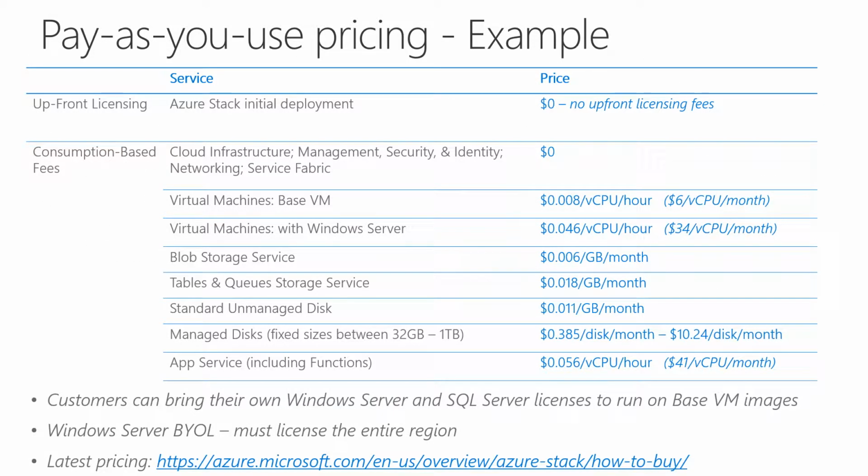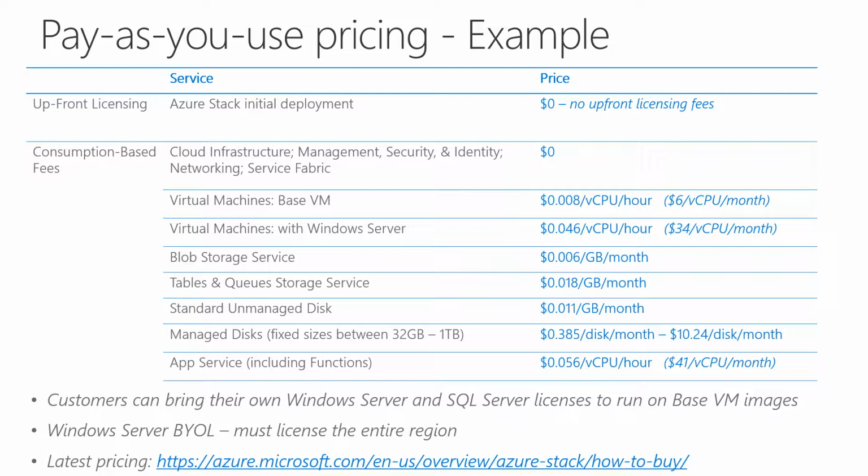The costs for pay-as-you-use pricing are published at the link at the bottom of this slide, but I've listed the current pricing here. As you can see, there are no upfront licensing fees for Azure Stack, and then you pay for these items here: virtual machine cores, blob, table and queue storage, unmanaged and managed disks, and app service, based on what's used. As it says at the bottom of this slide, customers can bring their own Windows Server and SQL Server licenses to run on base VM images.